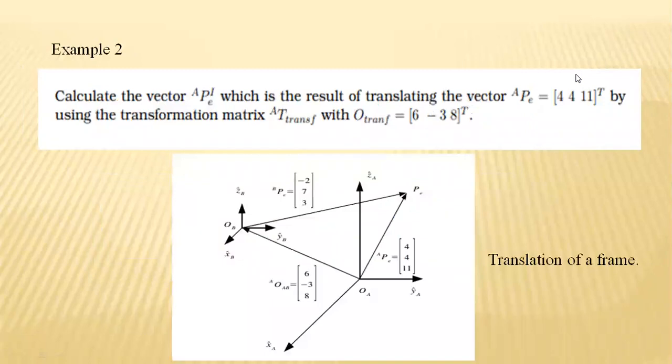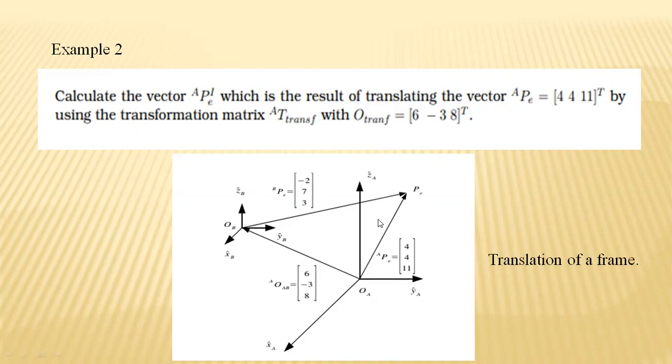Next thing, considering the next joint, calculating the vector which is the result of translating the vector AB. The position has been given from the base frame considering A, that is x1, y1 and z1, all transpose. The same value we got in the previous step we are considering here. By using the transformation matrix, the A transformation with respect to the O transformation is 6, -3, 8. That is the position, 6, -3, 8.